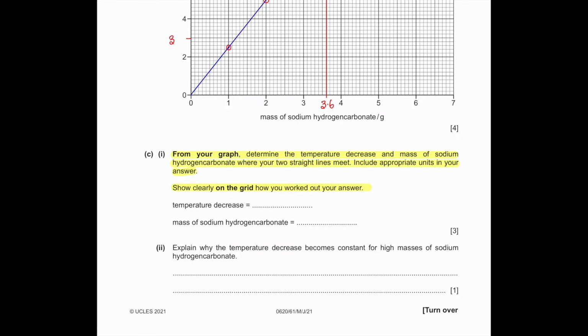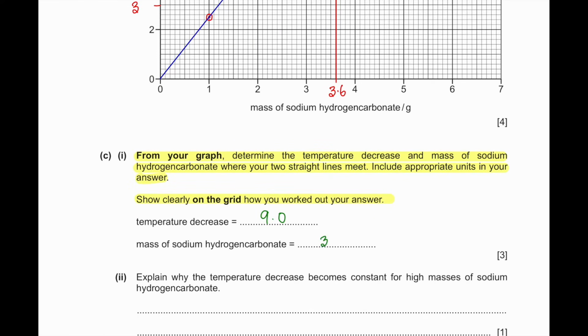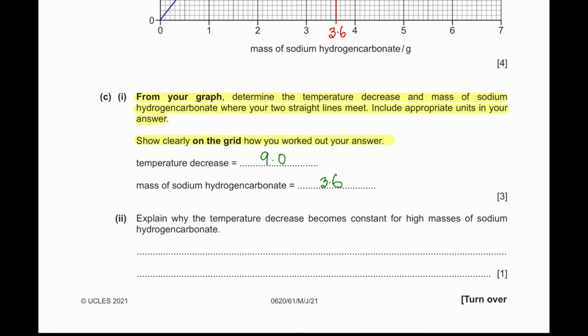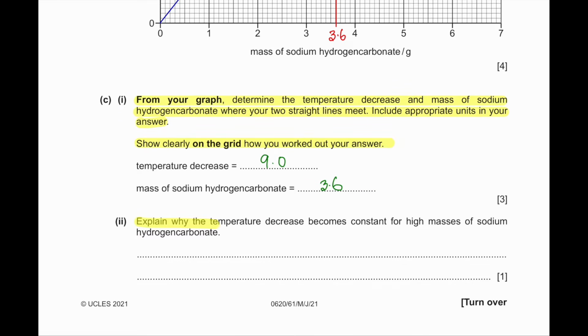So the temperature decrease is 9 degrees Celsius and the mass of sodium hydrogen carbonate needed is 3.6 gram for that. Now part 2. Explain why the temperature decrease becomes constant for high masses of sodium hydrogen carbonate. So basically for high masses of sodium hydrogen carbonate, the understanding is that all the acid, the reactant, is used up.